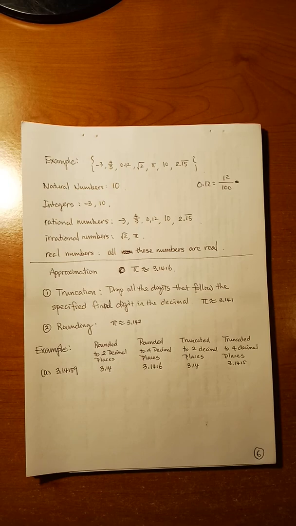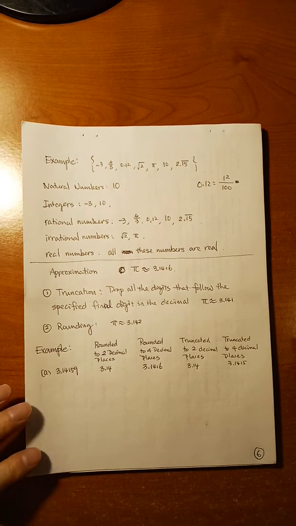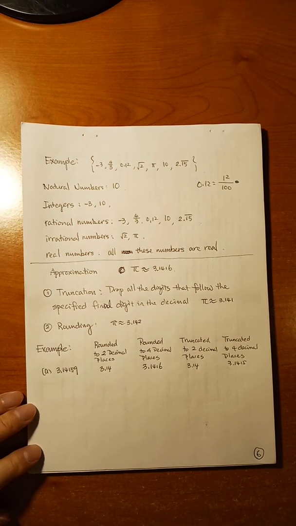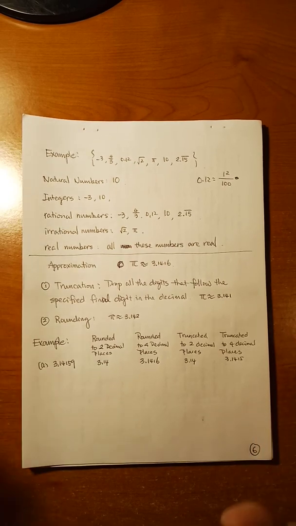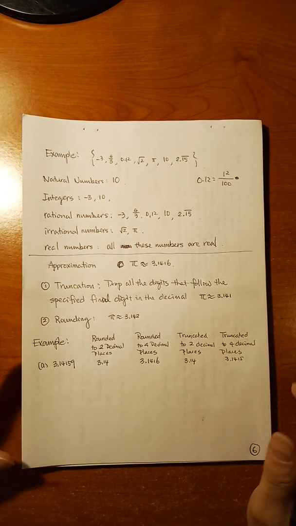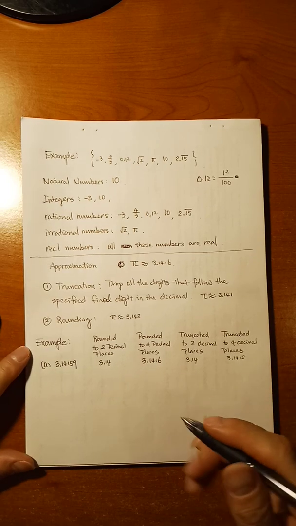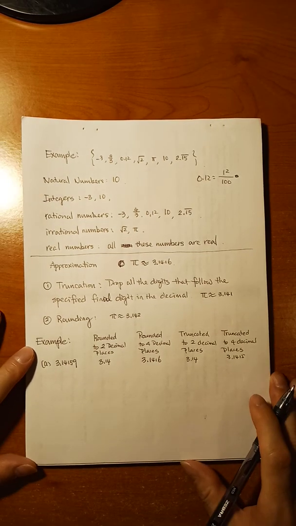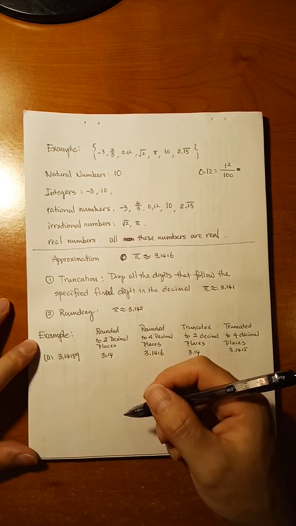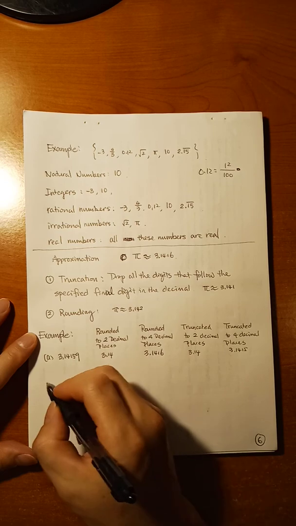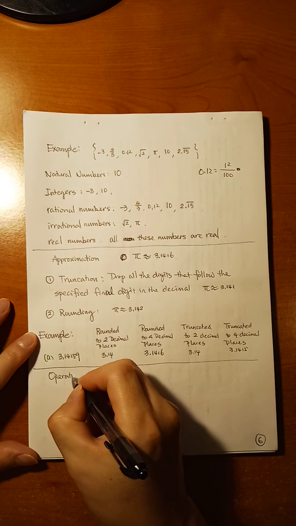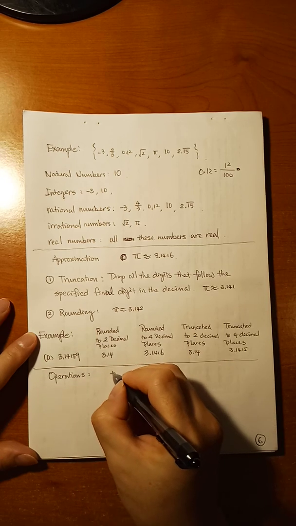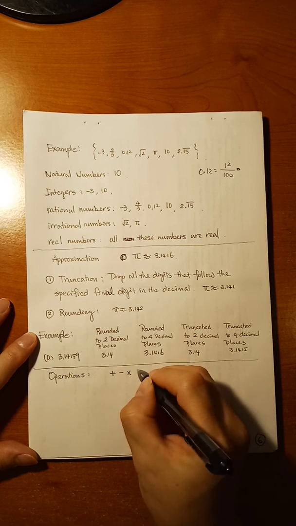Okay. So next we will study the operation of numbers. We will review the operation of numbers. We know that we have addition, subtraction, multiplication, division, and they have certain properties. So I'm going to list all those simple or important properties. Here, operations: plus, minus, times, divided by.